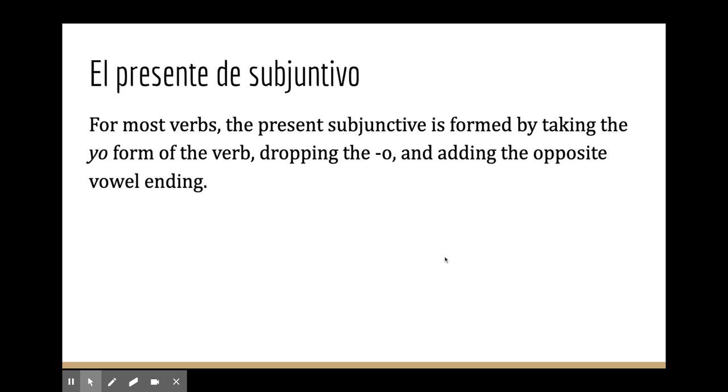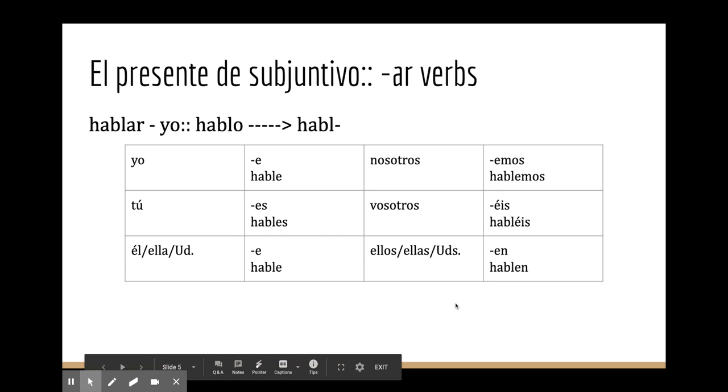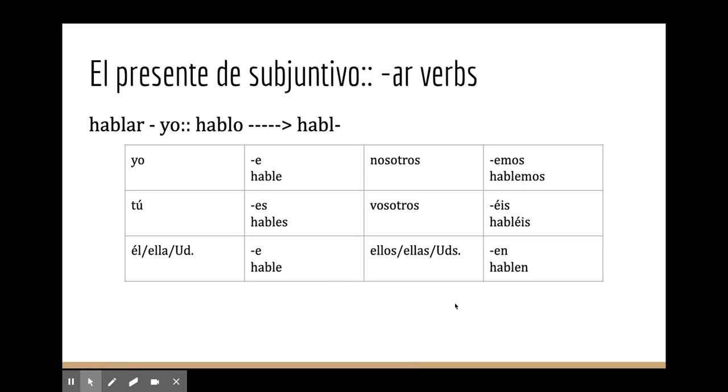All right, so presente subjuntivo. This is review. For most verbs, the present subjunctive is formed by taking the yo form of the verb, dropping the o, and adding the opposite vowel ending. So if you have a verb like hablar, your yo form is hablo, you drop the o, and the opposite vowel ending is e, right? Because it's an AR verb. So it's e, es, e, emos, éis, en. So you have hable, hables, hable, hablemos, habléis, hablen.